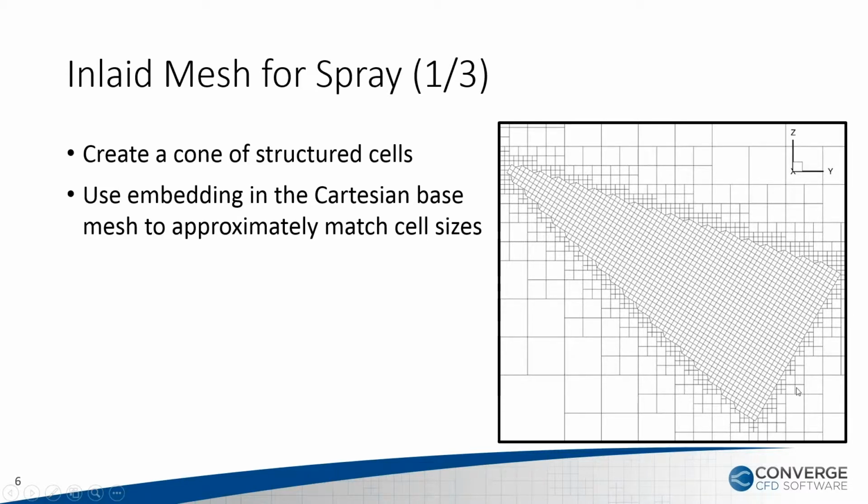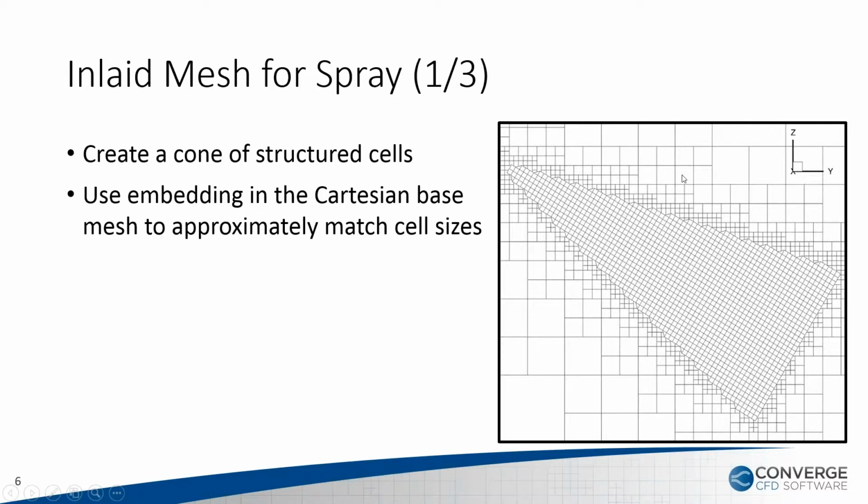The reason for this embedding is that going from an inlaid cell to a Cartesian cell, you'd like the cell sizes to be about the same size. This helps with stability. So that's why we have these additional layers of embedding over here.